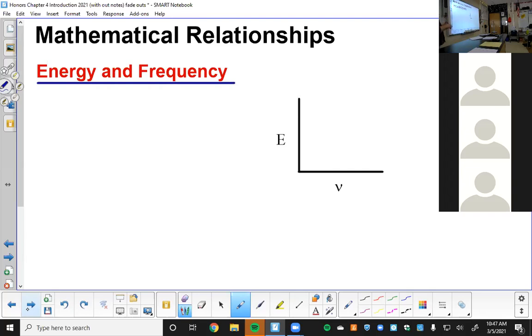I think I've already mentioned this, but this is all the math for this chapter. So we're gonna have these three little algebraic equations and we just gotta know how to use them. The rest of this chapter is concept focused.